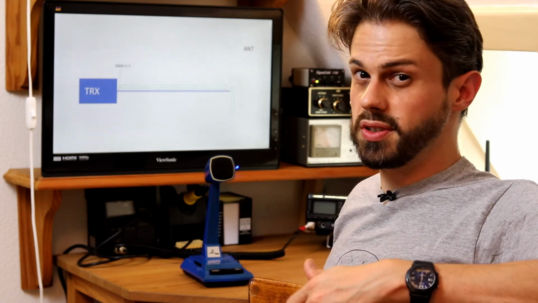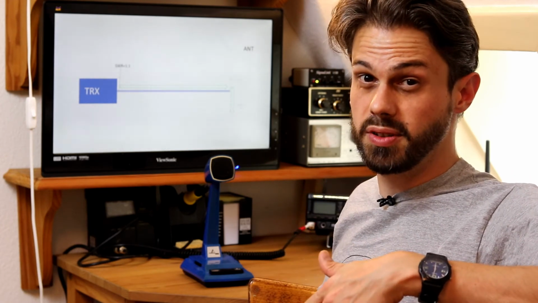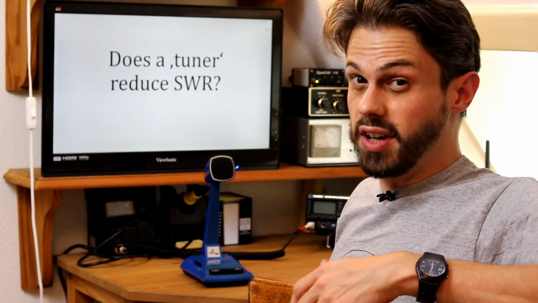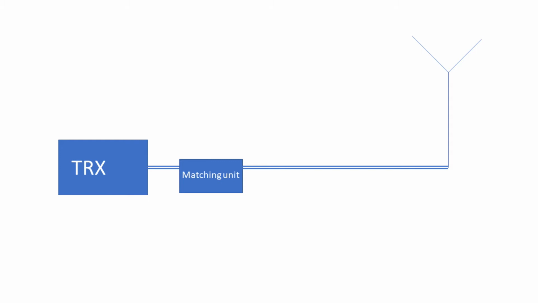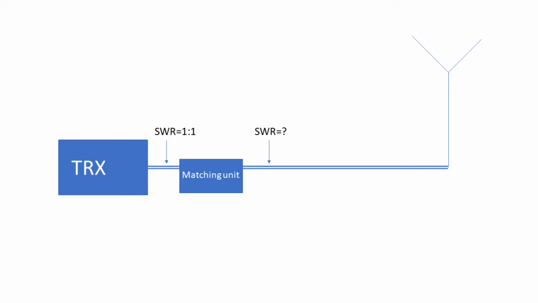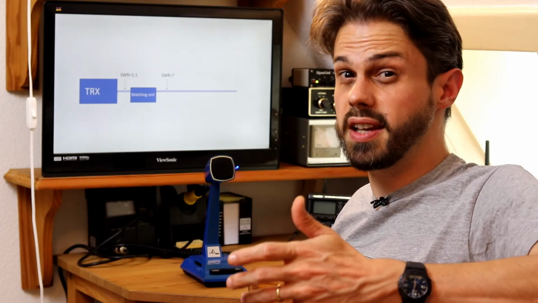The next question that many people ask themselves is, what about tuners? Don't they solve the problem of SWR? Well, not so fast. If you look at this illustration, you have your transceiver, you have your matching unit, which is a better name for antenna tuner, and your matching unit is connected to the antenna. What happens is that you reduce SWR only on the feed line between the matching unit and the transceiver. What happens after the matching unit, you have no idea, and the matching unit won't affect this feed line anyway. It will stay exactly the same as before.